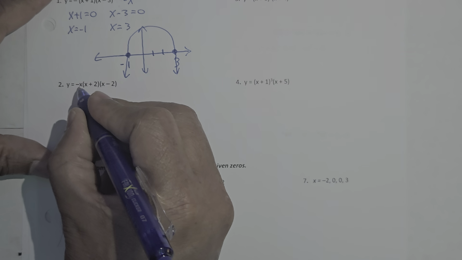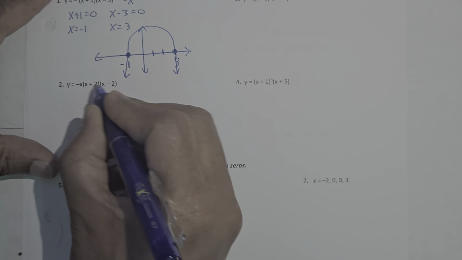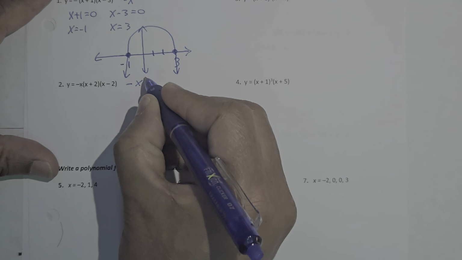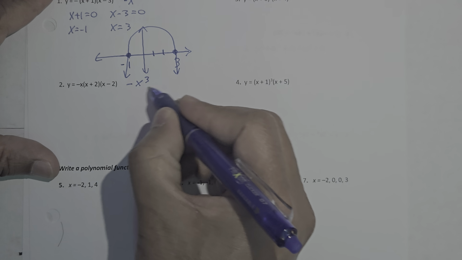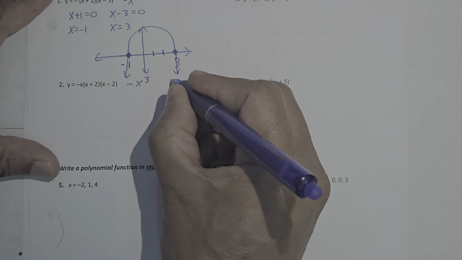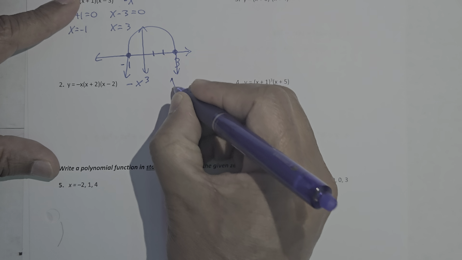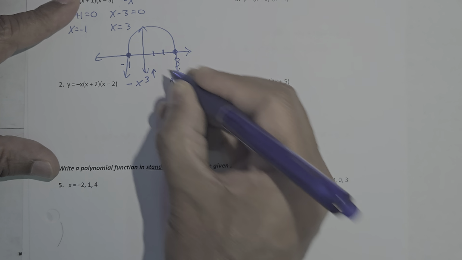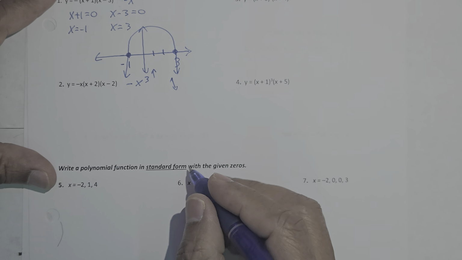Example number 2. I have a negative lead again, and I have x times x times x, so the end result is going to be negative x to the third. Since the power is odd, that means the ends will point in opposite directions. So the right side points down, and the left side is going to point up, because the degree is odd. So keep that in mind.